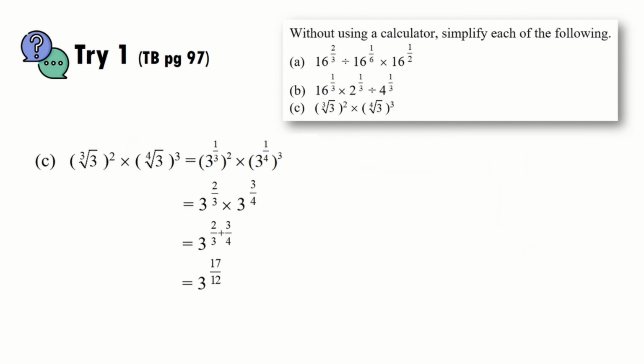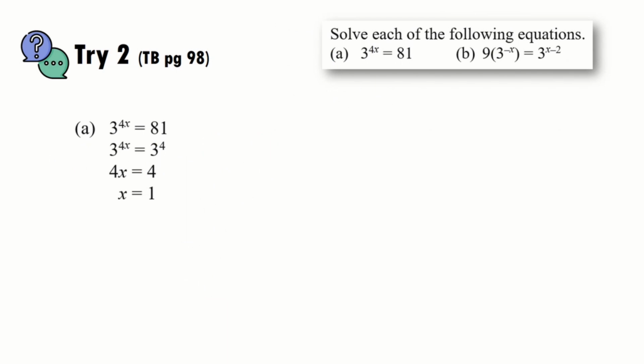In part C, what we see is that we have the bases to be the third root of 3 as well as the fourth root of 3. We will change them to 3 to the power of 1/3 as well as 3 to the power of 1/4 respectively. Then, applying our indices laws, we will get our answer to be 3 to the power of 17/12.